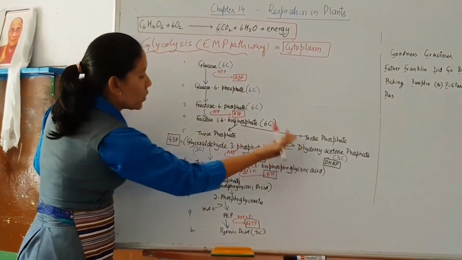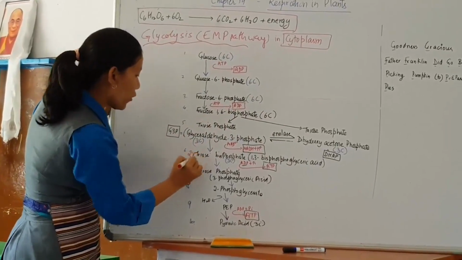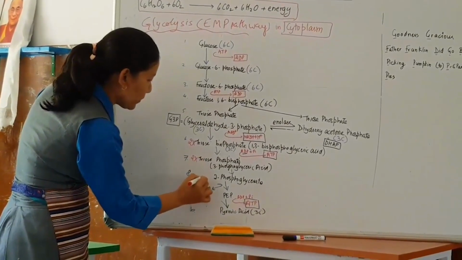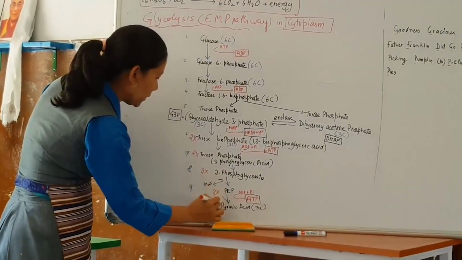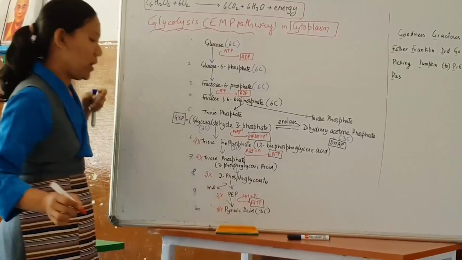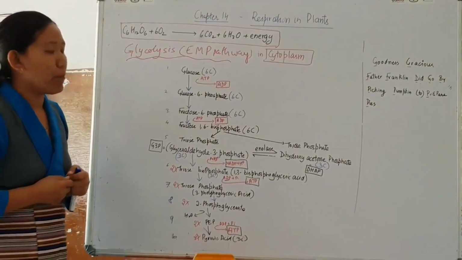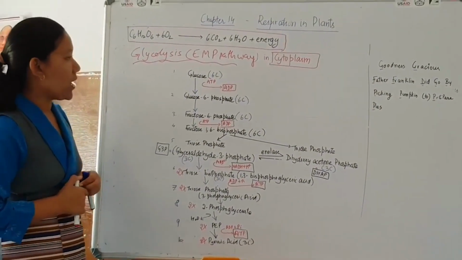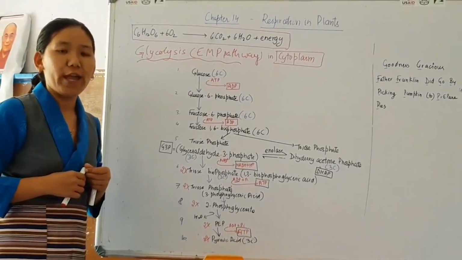So, if this converts into G3P, how many will we have? 2 triose phosphates, and from here onwards, we're going to multiply by 2. So the final product is pyruvic acid, 2 molecules of pyruvic acid. And in this path, there is release as well as utilization of energy.